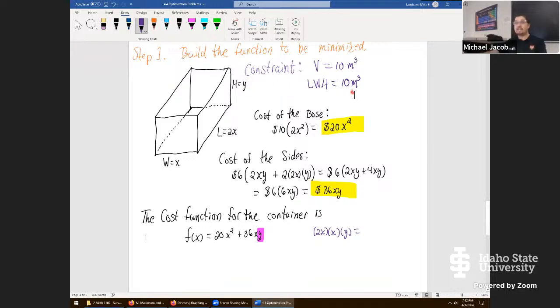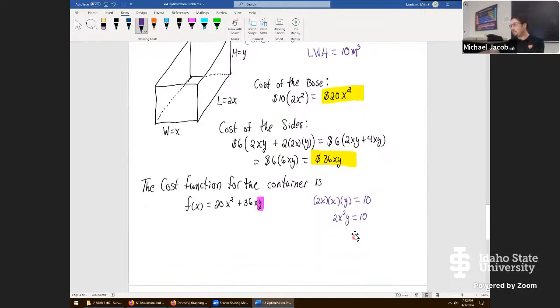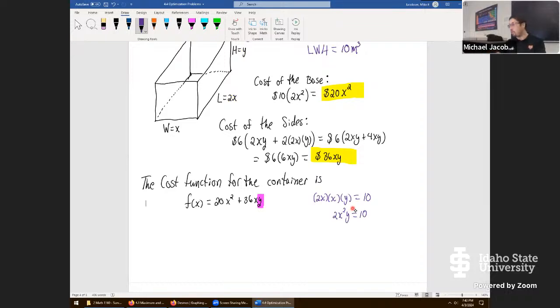And that has to come out as 10 cubic meters. I'll drop units for the moment and just write in a 10 on this. So we can solve for y, but first let's write this as 2x squared y equals 10. Then divide both sides by 2x squared. We have y equals 10 over 2x squared, which becomes altogether 5 over x squared.